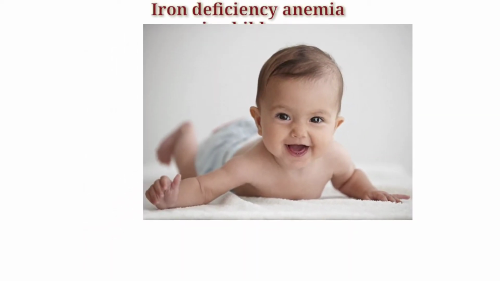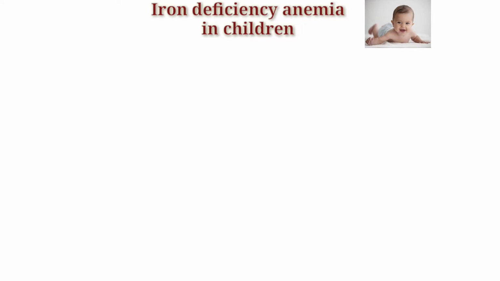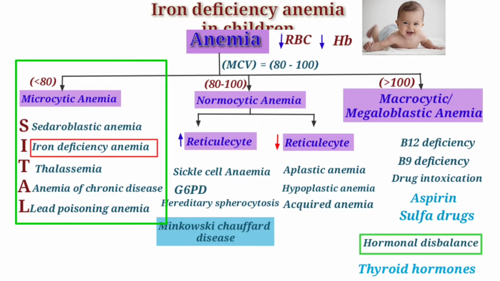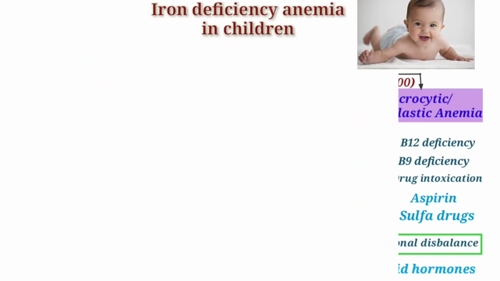Iron deficiency anemia. Iron deficiency anemia is the most common anemia. It comes under the examples of microcytic anemia. In this video, I will discuss iron deficiency anemia in children and its treatment, so don't skip the video, it's going to be very important.